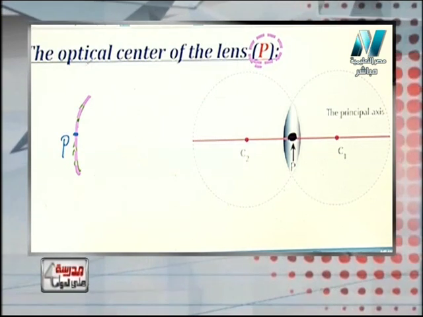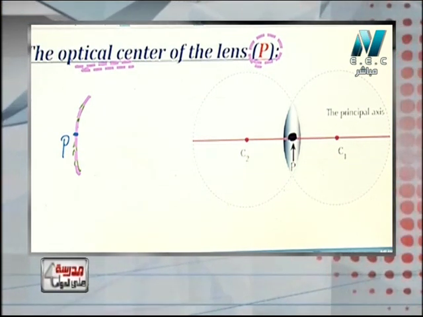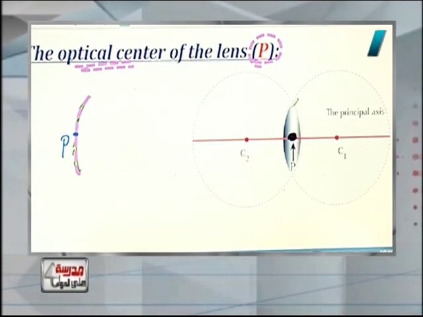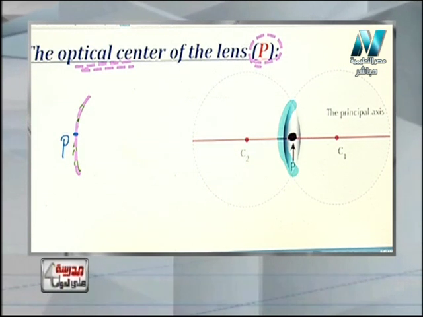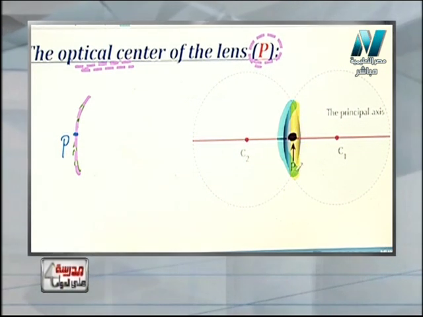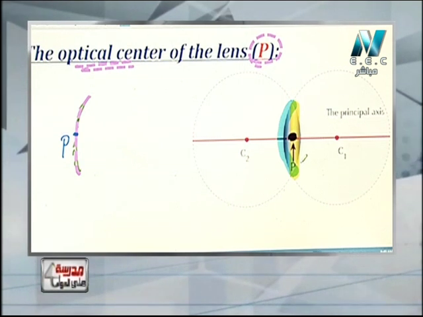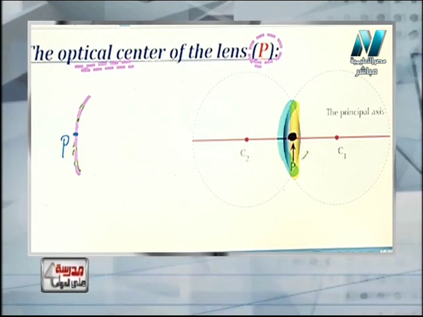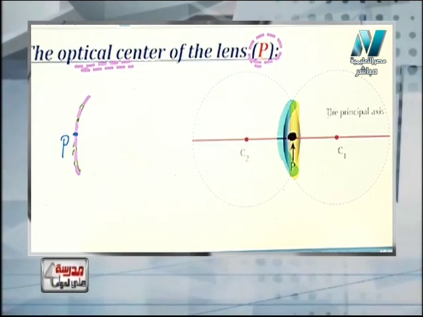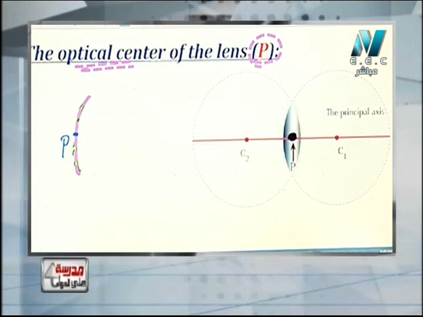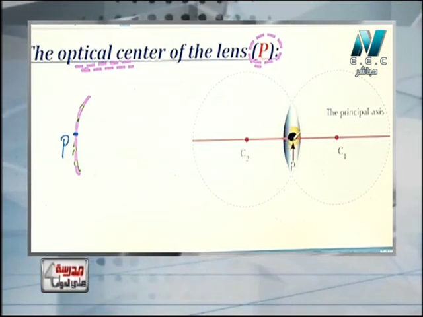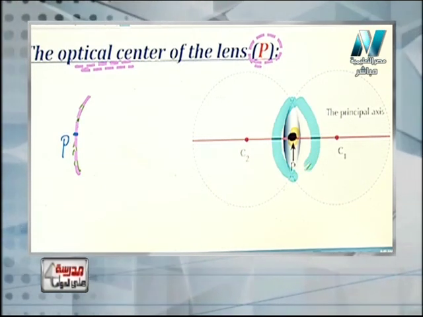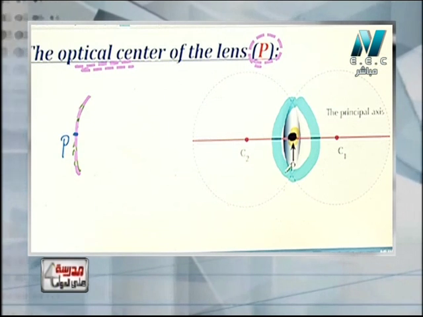But here, optical center is the midpoint between what? Between the two faces. Midpoint between the two faces of the lens. Because again, for the 500th time, any lens has two spherical surfaces, or two faces. So we have optical center, and the optical center here is the midpoint between what? Two spherical surfaces, or between the two faces of the lens.